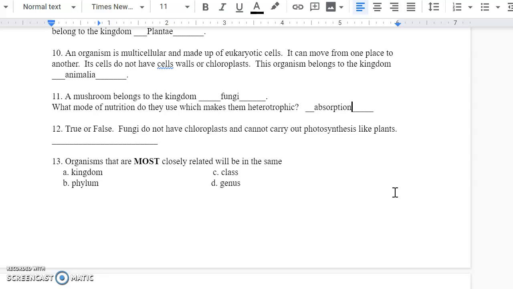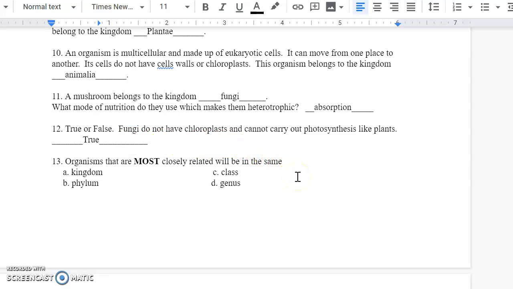Number 12. True or false? Fungi do not have chloroplasts and cannot carry out photosynthesis like plants. Yes, that is actually what separates them from the plant kingdom. So yes, that is true. They do not have chloroplasts and they cannot carry out photosynthesis. Again, they are heterotrophs through absorption. So that is true.